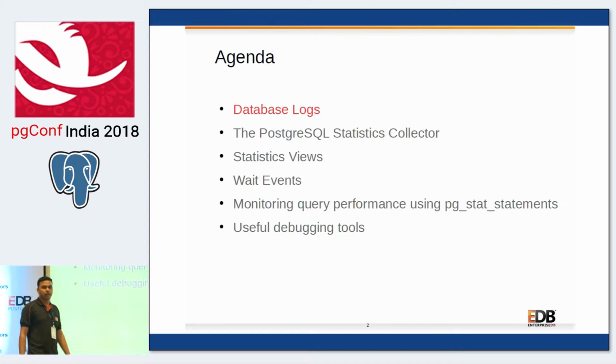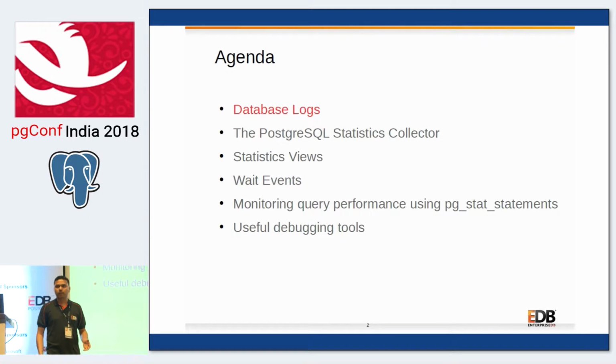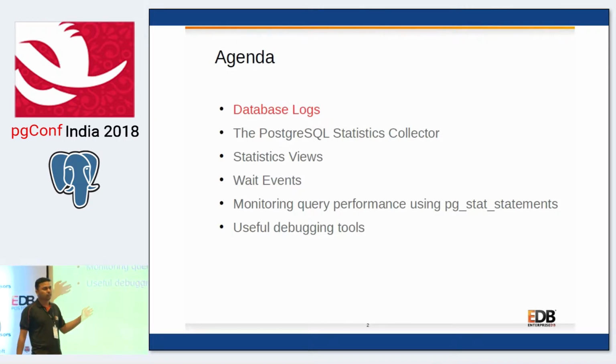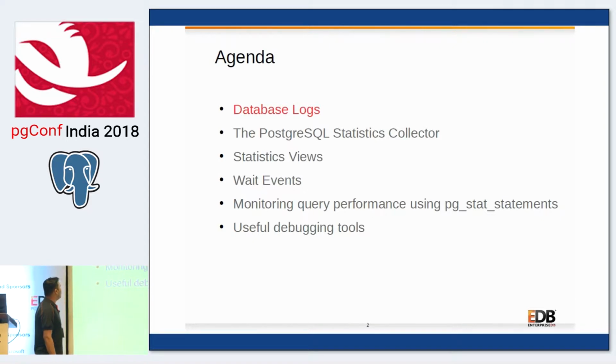That will be followed by the PostgreSQL statistics collector process. What is the statistics collector process in Postgres and what does it do, what are the different stats it collects, and what are the different tracking parameters associated with this process. That will be followed by statistics views. There are a lot of statistics views in Postgres, but I'll only talk about a couple of them, the most commonly used ones, for example, pg_stat_activity and so on.